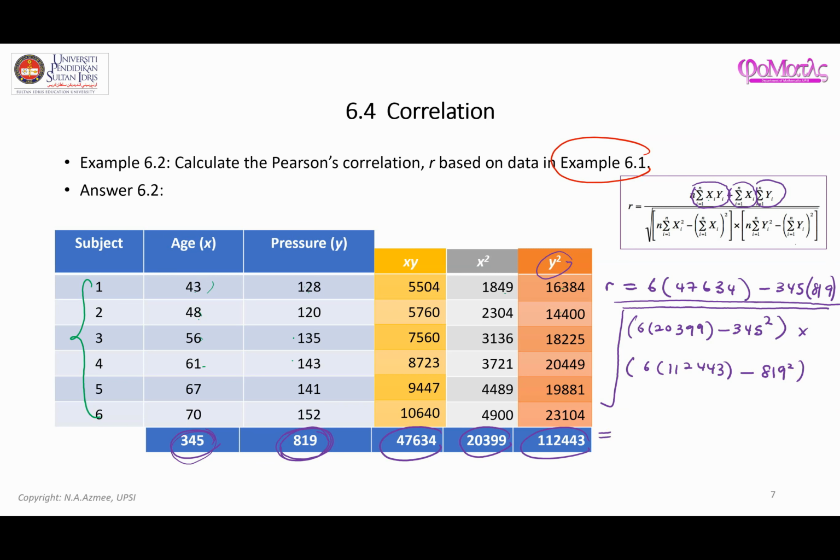Okay, so here you will get, for the numerator part, the value of 3249. And the bottom part here will be the values of 3369 times 3897. And you will see that your final answer is going to be 0.8967. So that is the correlation coefficient for this data set.